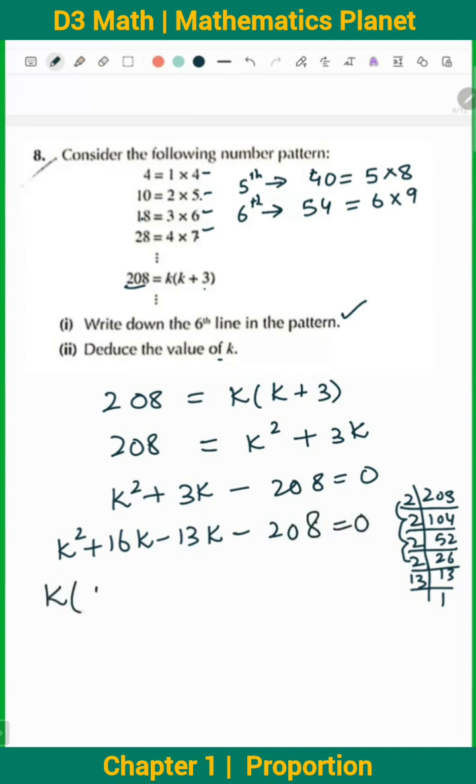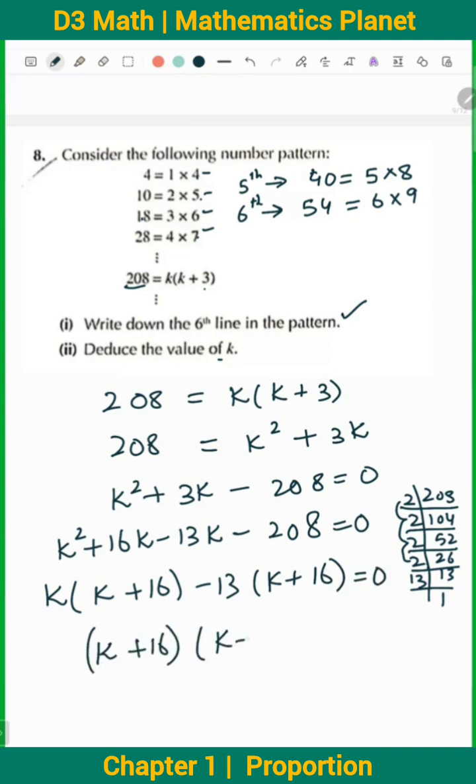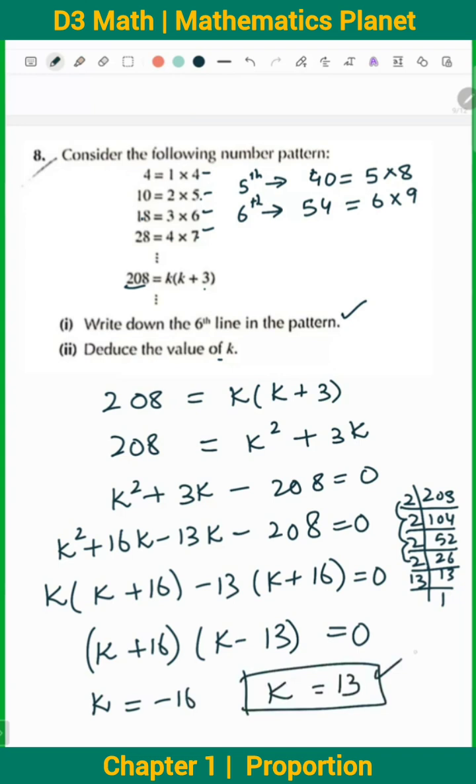So taking k common, k plus 16, minus 13 common, k plus 16, which is equal to 0. So k plus 16, k minus 13 is equal to 0. So k will be equal to minus 16 and k will be equal to 13, and we are only going to take the positive. So k is equal to 13 is the right answer.